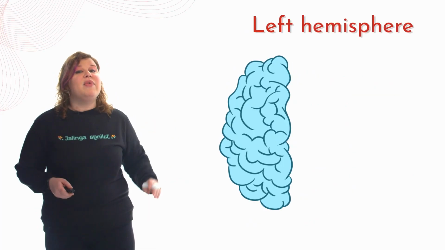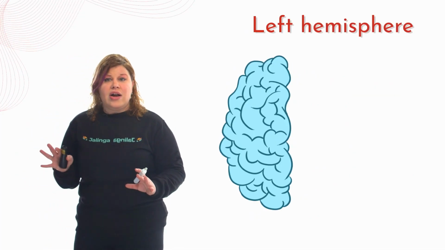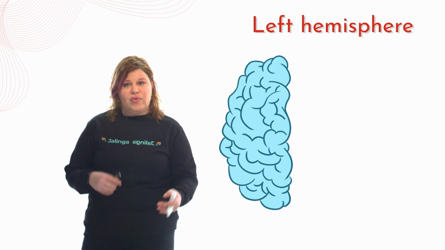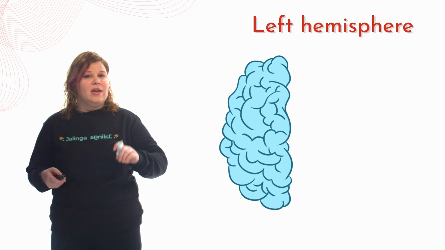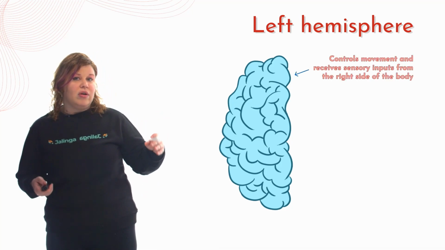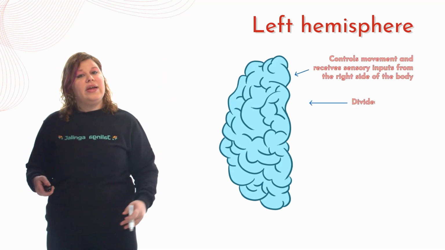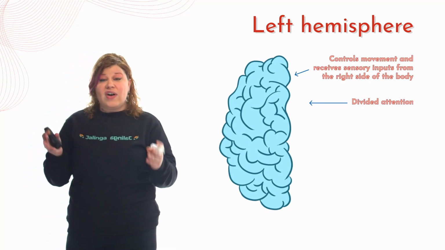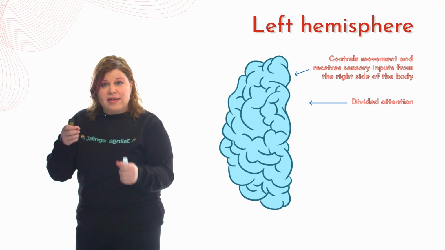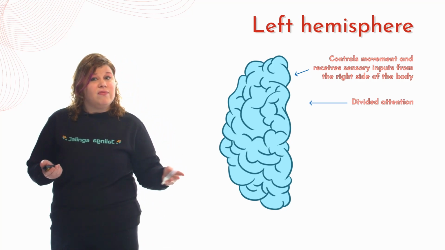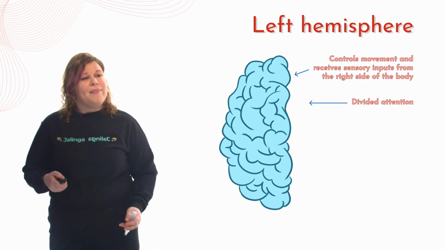So the left hemisphere is thought of as the more logical part of your brain. This is what deals with calculations, numbers, facts, and very importantly, speech and language. So in addition to controlling the right half of your body physically, it's also responsible for divided attention. Think about when you're driving, right? You can pay attention to where you're going, but still function the radio at the same time.